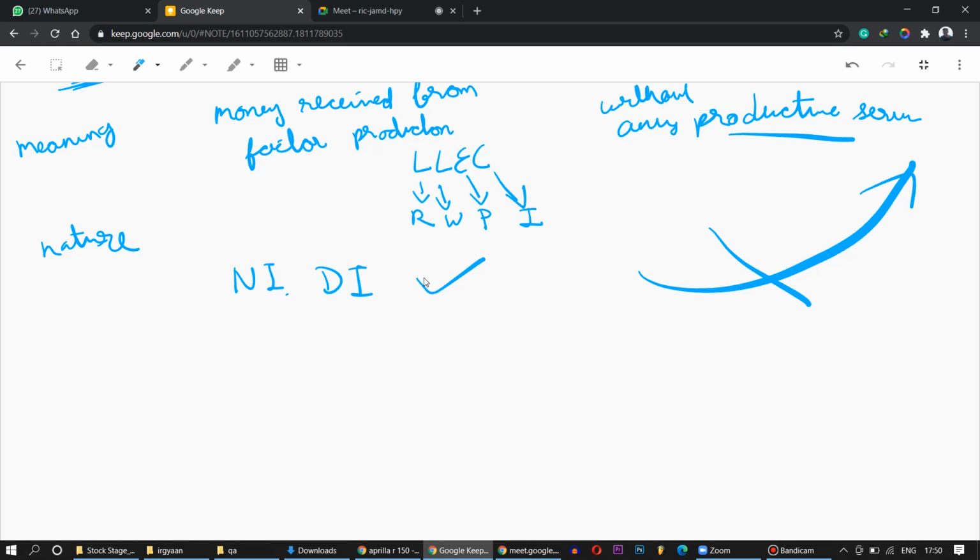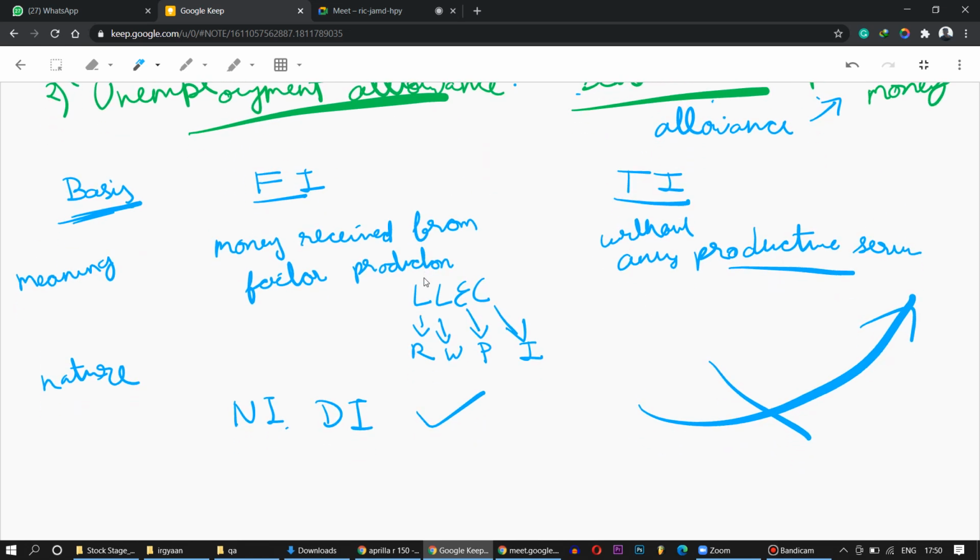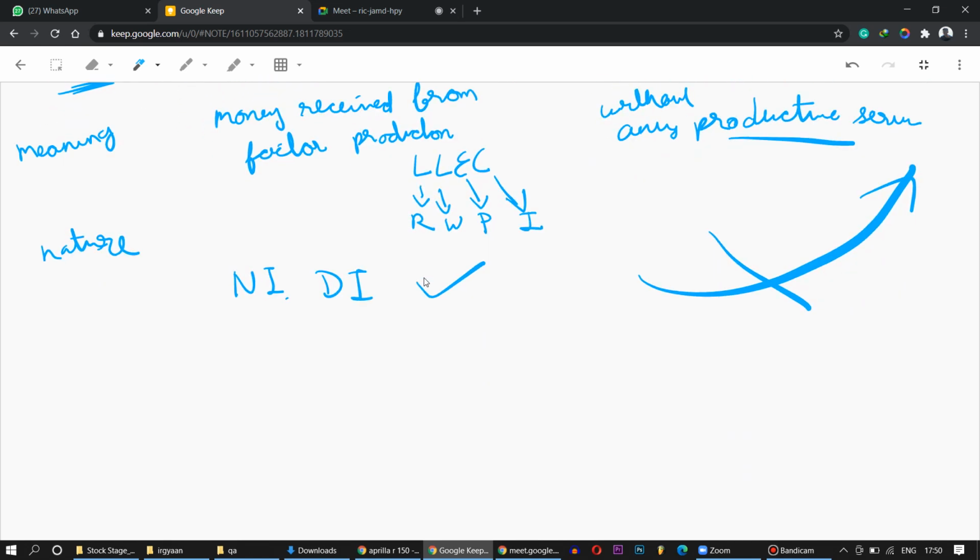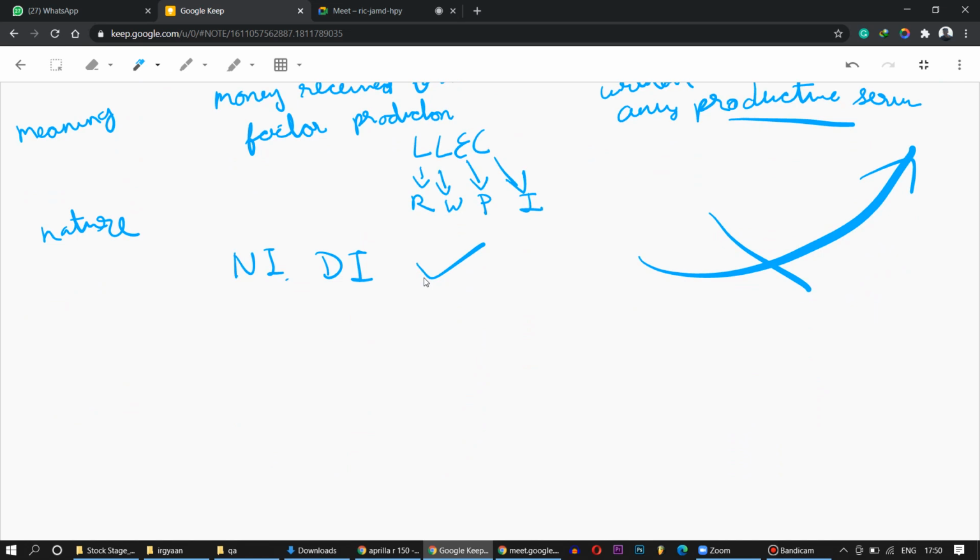That is why we don't consider TI, which is transfer income, to be part of NI or DI. In exam, you can tell this is an earning concept. This is an earning concept. This is a receipt concept.